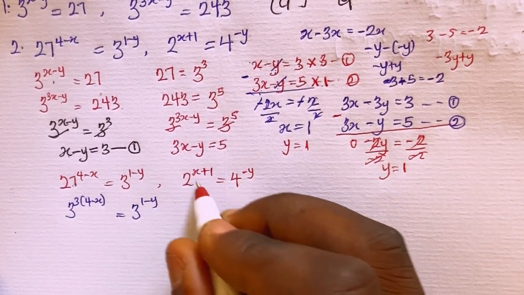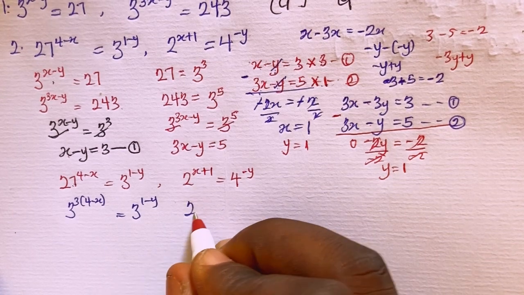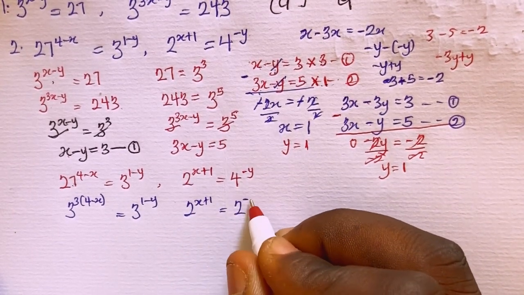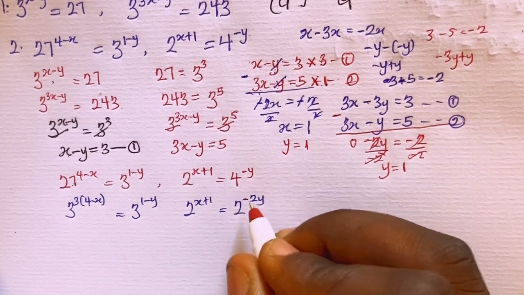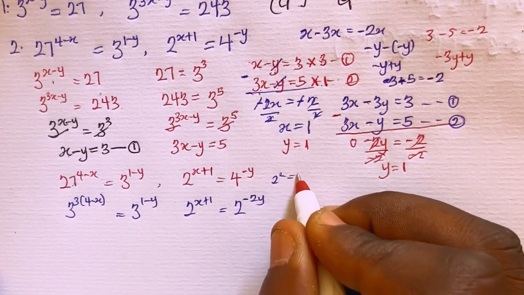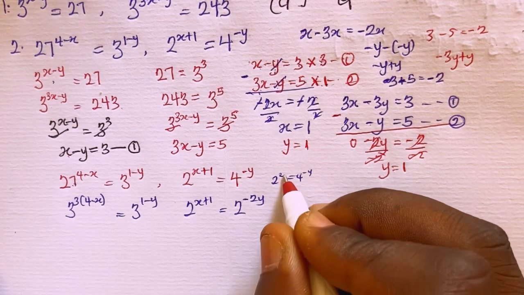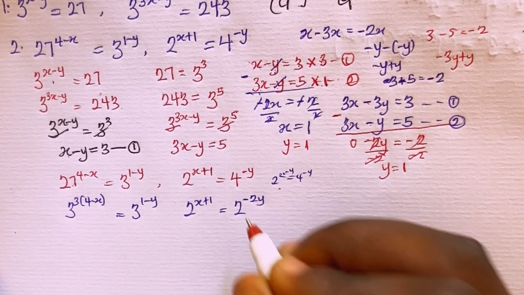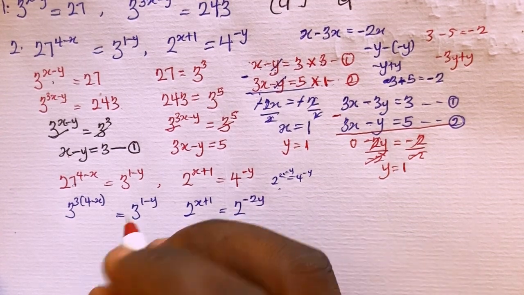In this expression, I'm going to have 2 raised to power x plus 1, and this is equal to 2 raised to power minus 2y, because 2 raised to power 2 is 4. Then I have 4 raised to power minus y. Then this one times minus y gives me 2 raised to power minus y, which is this one I'm having here. So this will cancel this.